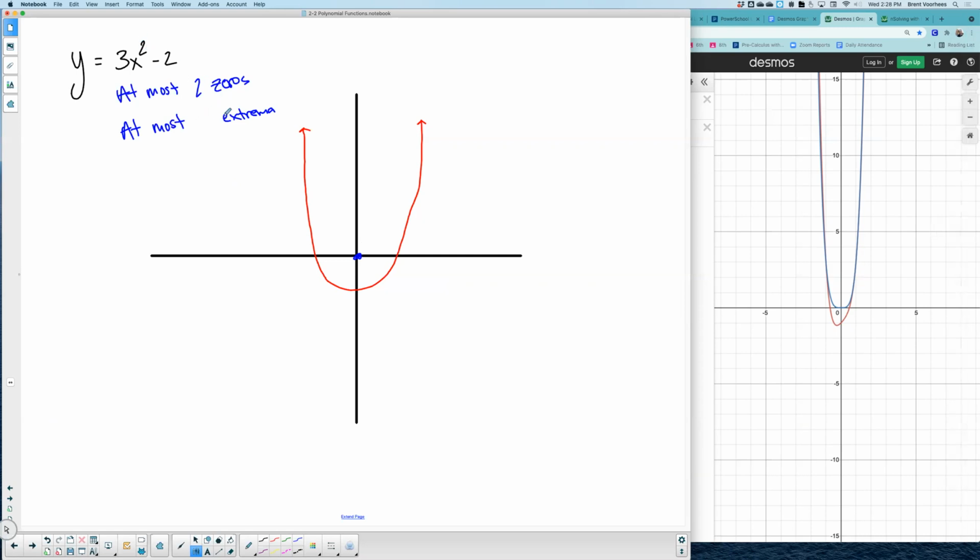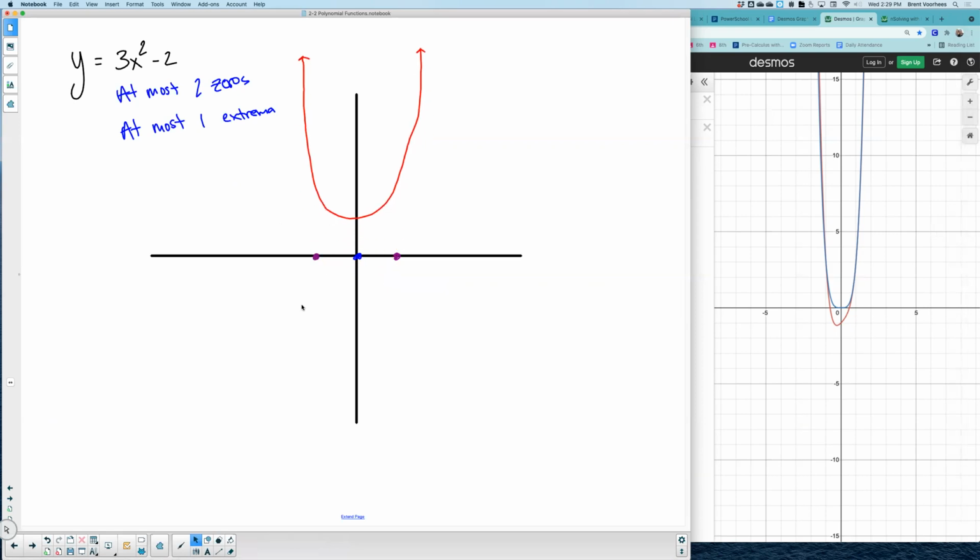And then how many turns could it have? 1. When you check the graph, how many zeros does this have? 2 zeros. And how many changes of direction does it go through, or how many minimums are there? 1. So you see it's always 1 less. For the record, you won't always have all your zeros or all your turns.